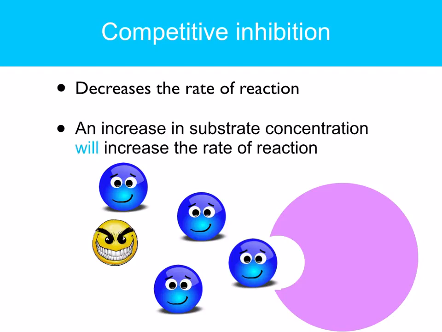An increase in substrate concentration, which you can see here with your little blue molecules, will increase the rate of reaction. The inhibitor, remember, is not permanently bound to the active site. And so when it leaves the active site, another molecule can take its place. This could be a substrate or inhibitor molecule, depending on how much of each is present. So sooner or later, all the substrate molecules will find the active site.